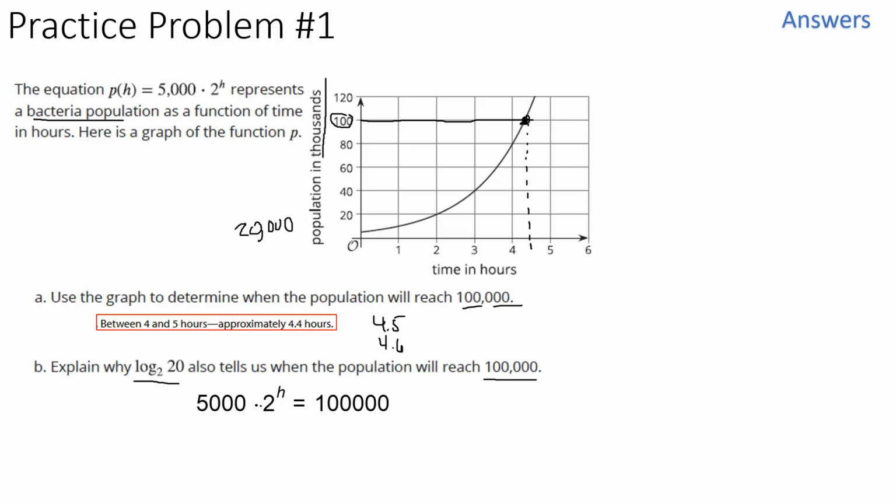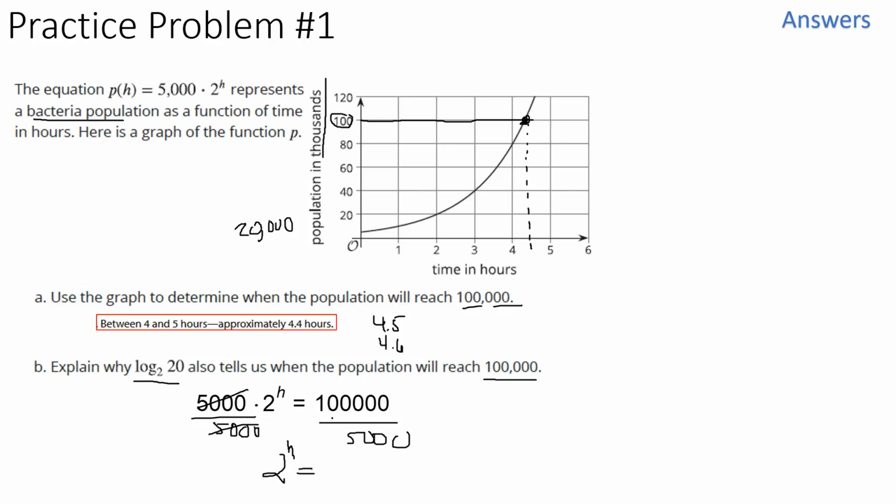All right, cool. So now that you guys had a chance to solve this on your own, let's go ahead and solve it together. Since this 5,000 is multiplying the 2 to the power of h, we get rid of that 5,000 by dividing both sides of our equation by 5,000. Once we divide both sides by 5,000, those 5,000s divide out. We're left with 2 to the power of h is equal to 100,000 divided by 5,000, which is equal to 20.